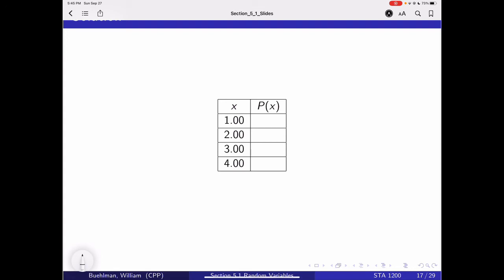So when X is 1, the probability of X is 0.324. When X is 2, the probability of X is 0.241. When it's 3, it's 0.075, and when it's 4, it's 0.360, and there is our probability distribution.